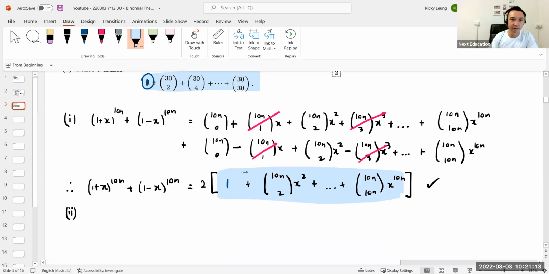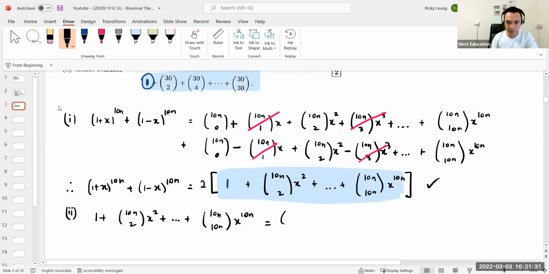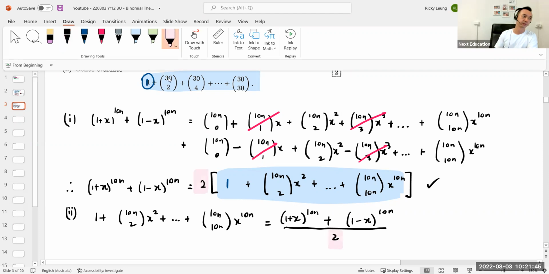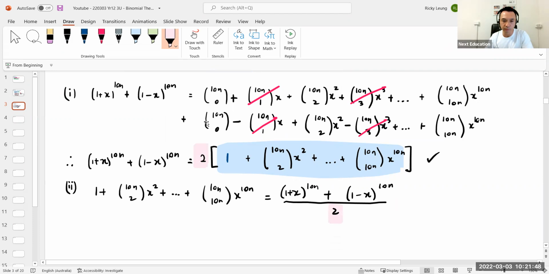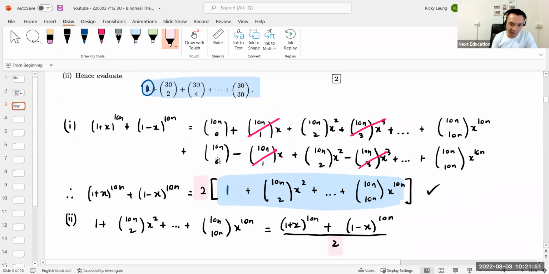So what we're saying is from 1, if I just made this blue bit the subject, I'm going to divide the 2 over. I go 1 plus 10n choose 2 x squared, plus all the way to 10n choose 10n, x to the 10n, plus n should be all over 2. The 2 comes over because there's a 2 there and I divided it over. All right, so guys, what have they done? Hopefully it's not too bad that you can see.